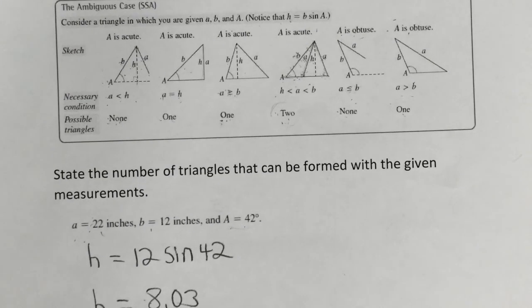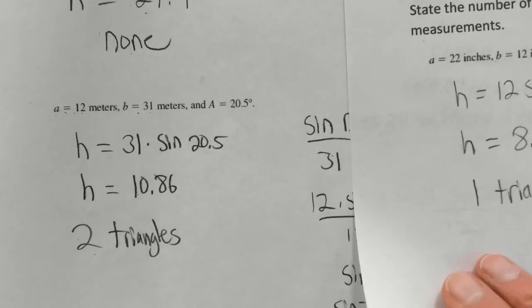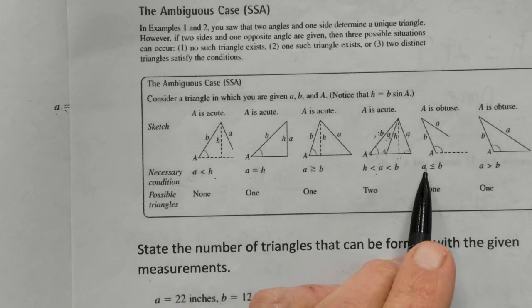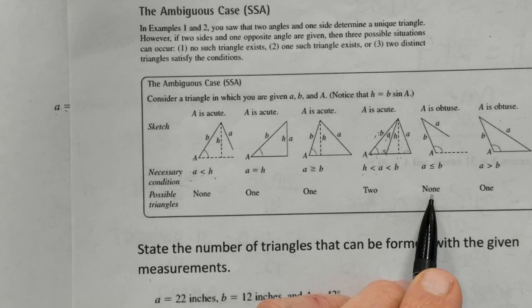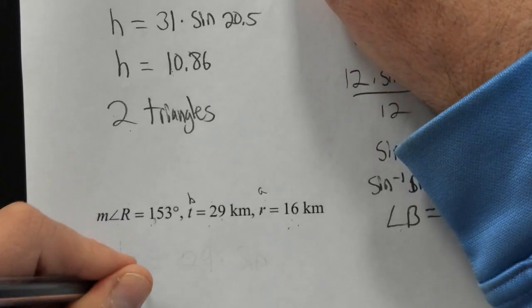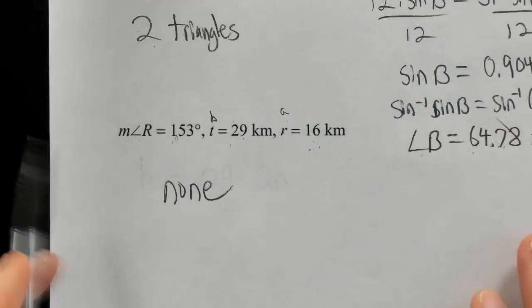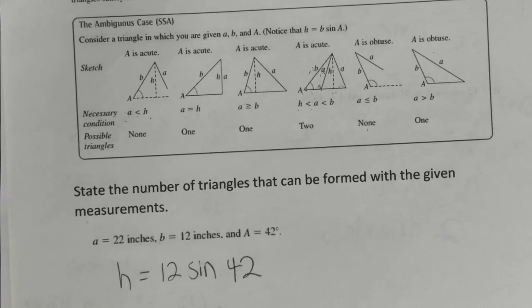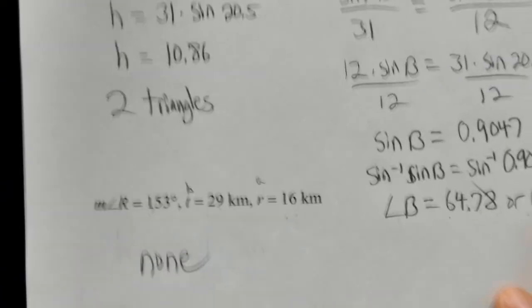And so when we're going through and looking at this, what were my two numbers again? So my A is 16, my B is 29. So is my A, 16, less than 29? Yes, it is. And so what that means is there is no triangle that can be formed with these measurements. Okay? So like I say in this section, the key is to use this chart to be able to tell how many possible triangles can be formed with those measurements. Okay?